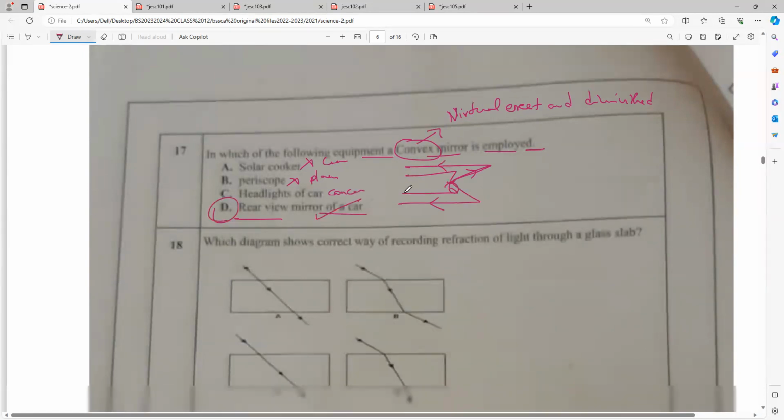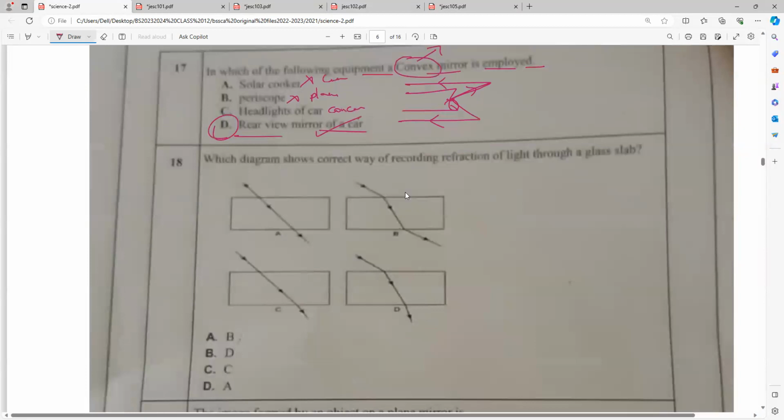So option D. Next, which diagram shows the correct way of recording refraction of light through a glass slab? Here there is no refraction, it is going in a straight line. Here you see bending towards the normal. Here also bending towards the normal. It has to go bending away from the normal.